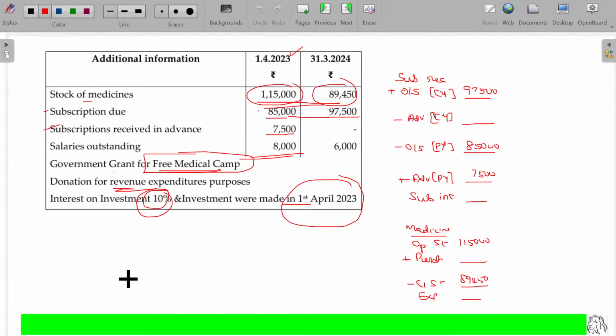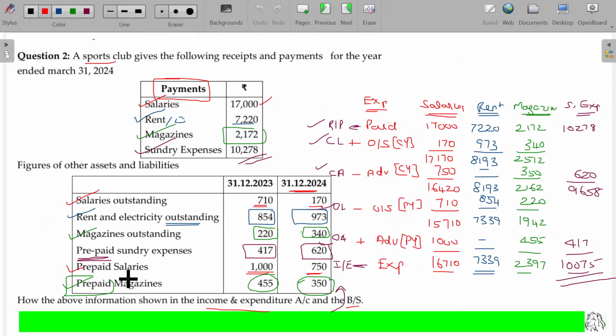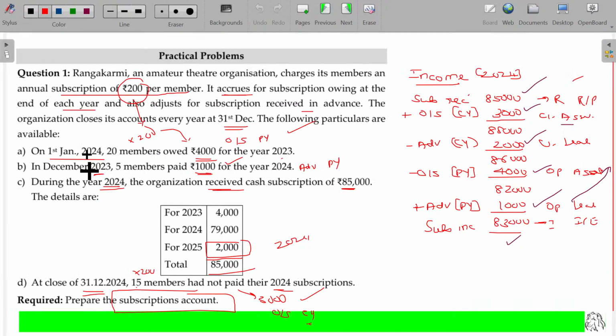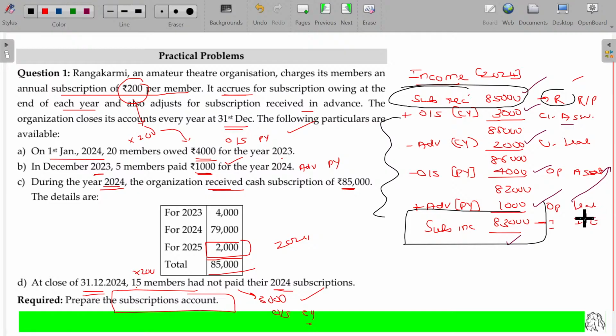So that's how we learned in the previous class with the basic illustrations here. Subscription received is the actual amount you get in cash, usually shown in the receipt side. And by adding the outstanding and advances, the year's subscription will be your income transferable to the income and expenditure account. Is that clear? So from the receipts and payments, you pick this value. From the adjustment, you do all this plus or minus, and the final value you arrive at will be transferred to the income and expenditure account.